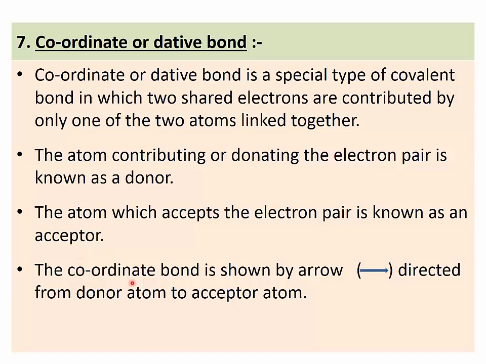The coordinate bond is shown by an arrow directed from the donor atom to the acceptor atom. That means ligands are donating an electron pair to the metal atom. Therefore, at this end there is a ligand and at this end there is the metal atom or ion. So the head of the arrow is toward the metal ion. That means electrons are donated from the ligand to the metal atom.